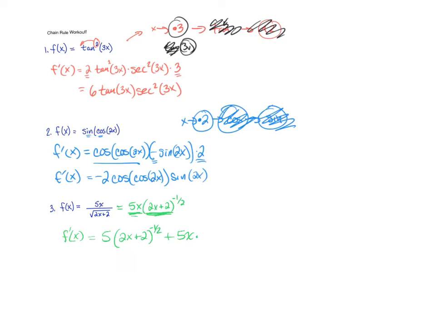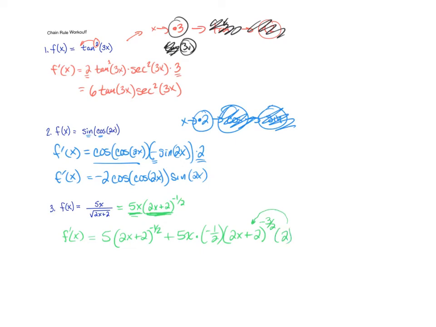So we're going to bring the power down in front, negative 1/2. We have the 2x plus 2, which just remains intact, and we reduce this power by 1. So negative 1/2 minus 1 is going to be negative 3/2. And we're not done yet, because now we finally go back and take the derivative of what's inside. The 2x plus 2, the derivative of that is just simply 2.